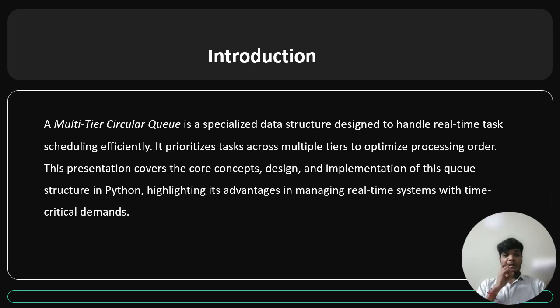Here, a multi-tier circular queue is a specialized data structure, which is designed to handle real-time task scheduling efficiently. It can prioritize tasks across multiple tiers to optimize processing order. In this presentation, we cover the core concepts, the design, and how we implement this queue structure in Python, and here we also highlight the advantages in managing real-time systems with time-critical demands. So we go to the topic.